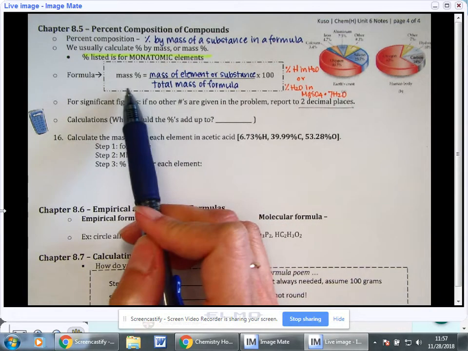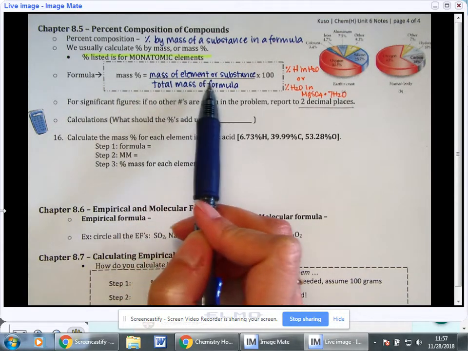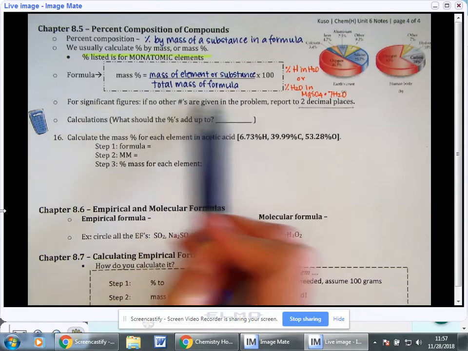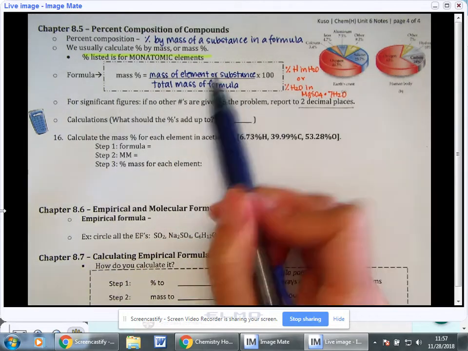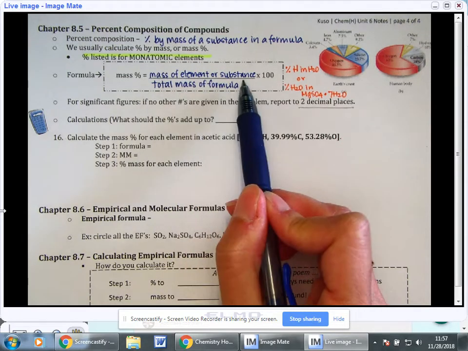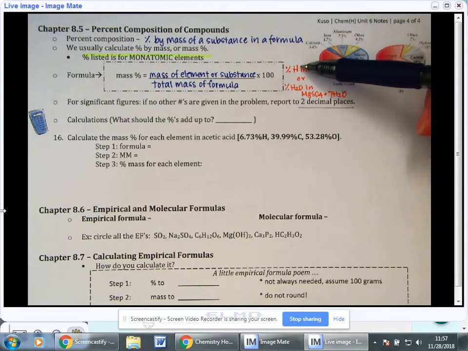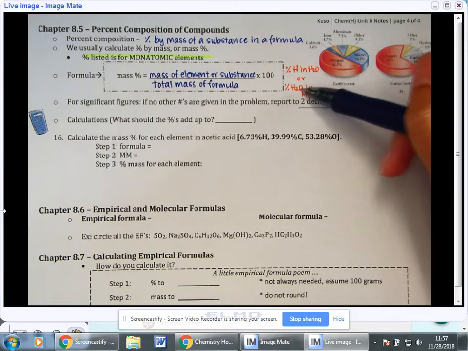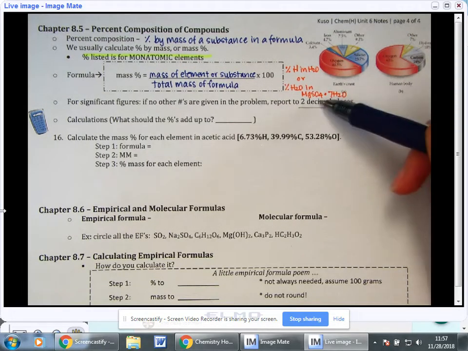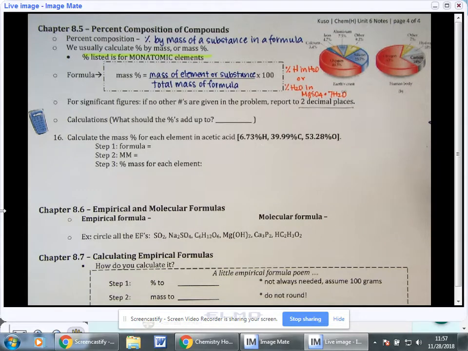For the formula of mass percent, it's the mass of an element or a substance divided by the total mass of the formula and multiplied by 100. So when it says mass of element or mass of a substance, an element could be something like hydrogen in water. A substance could be something like water in, let's say, a hydrate, in magnesium sulfate heptahydrate.